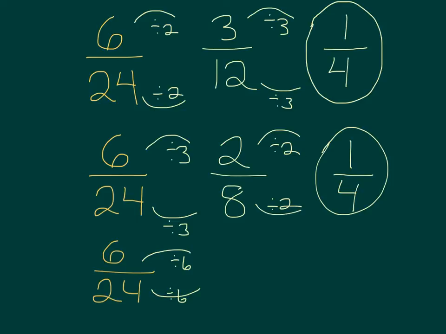So 6 divided by 6 is 1, and 24 divided by 6 is 4. And now we have 1/4. That's in simplest form because there's no numbers that divide evenly into 1 and 4. And also, whenever the numerator is 1, you know it's in simplest form.